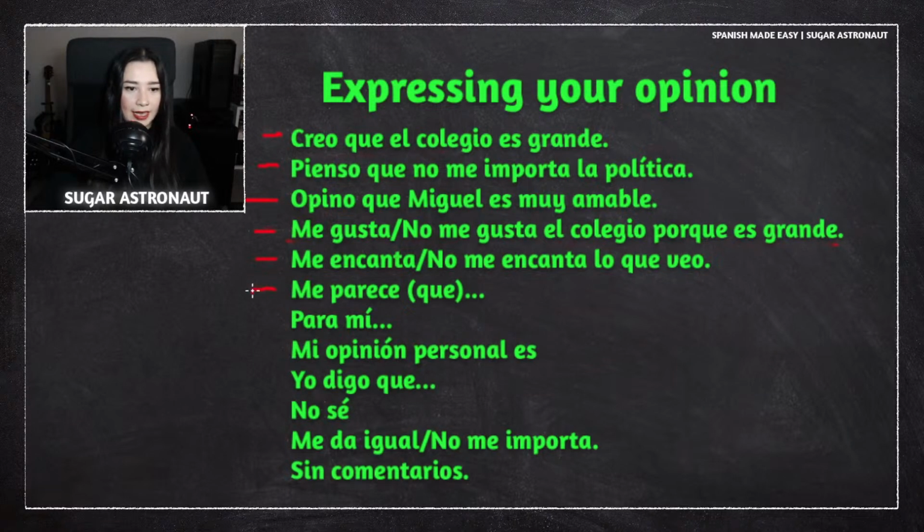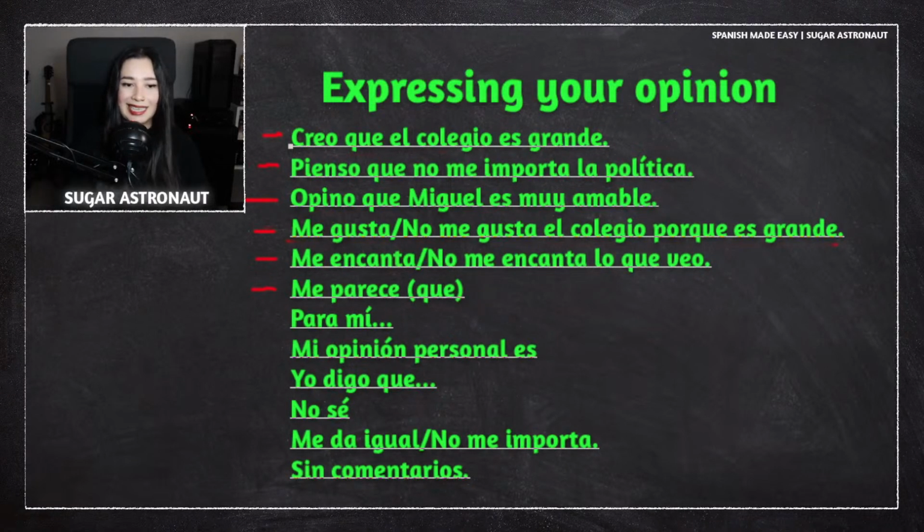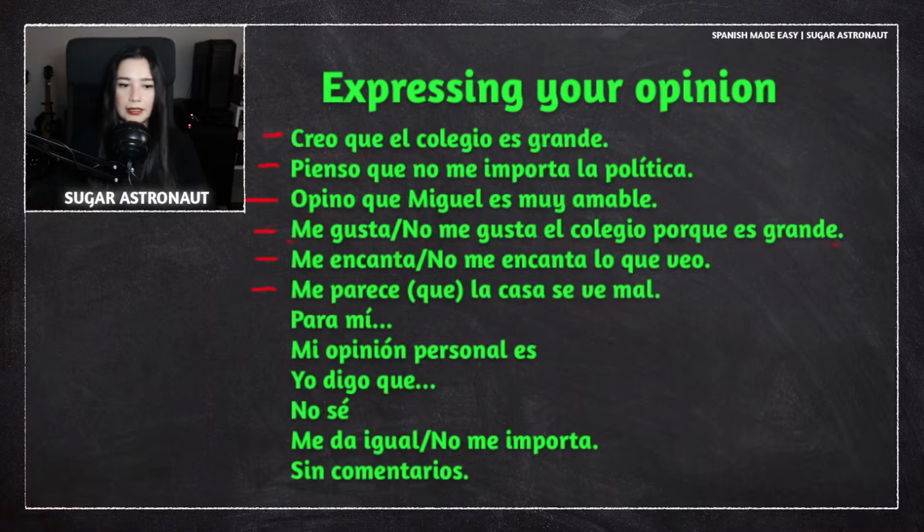Me parece que. Me parece que la casa se ve mal. This means I think the house looks bad. Okay, you're not liking what you're seeing in this case. Me parece que la casa se ve mal. So that's your opinion. You're saying that you think that the house looks bad.